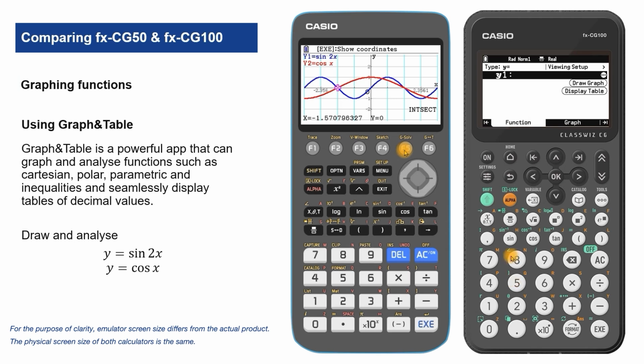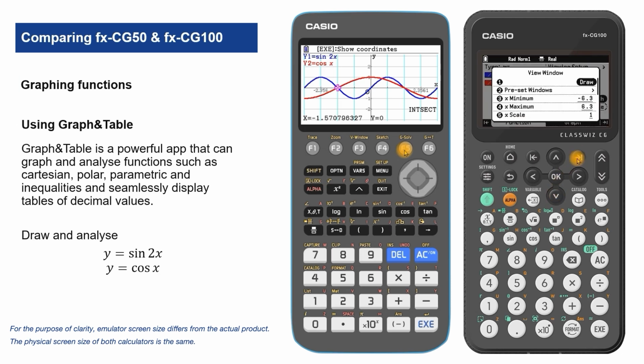For the fx-CG100, the process is very similar. The functions are entered using the default xθty key and confirmed with either OK or Execute. Two choices are available: either scroll and select Draw Graph, or press the new Right tab key. These tab keys can be used to scroll between the tabs shown at the bottom of the screen.